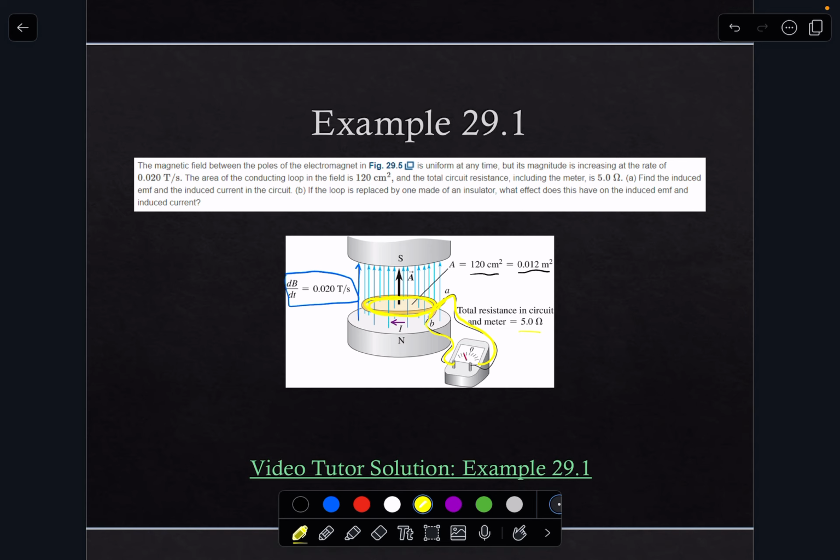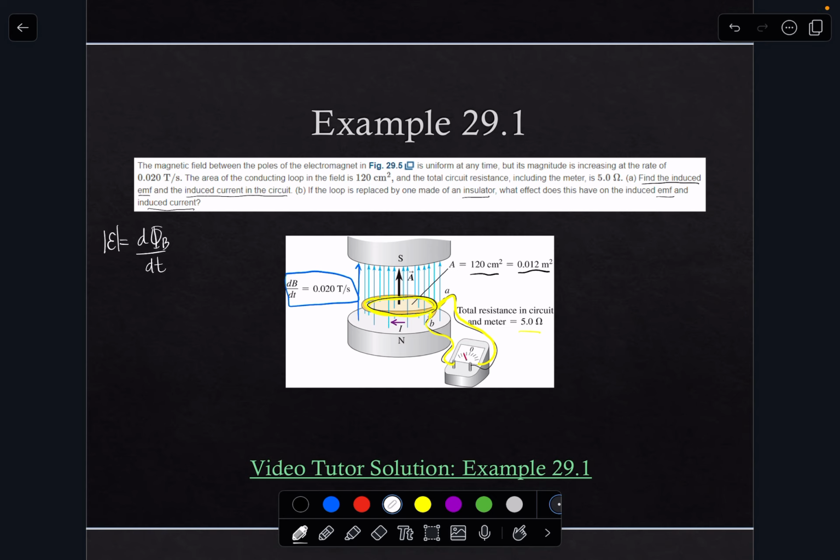So what do we need to do with this information? Find the induced EMF and the induced current in the circuit. And then part B, if the loop is replaced by an insulator, so if this yellow loop is replaced by an insulator, what would the induced EMF and induced current be? So let's tackle that. So obviously we're going to use Faraday's law, which states that the magnitude of the EMF is going to be dΦ_B/dt.